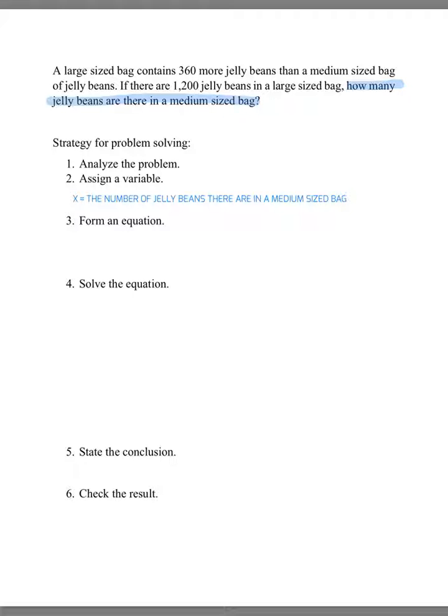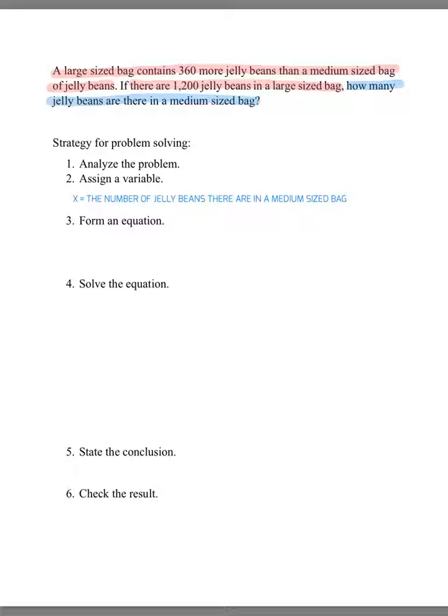Now, let us analyze the sentences a little bit more in detail. What else do we know? Well, ideally, there's two size bags we're talking about. There's a large-sized bag and a medium-sized bag. We know that a large-sized bag contains 360 more jelly beans than a medium-sized bag of jelly beans. And we also know that there are 1,200 jelly beans in a large-sized bag.